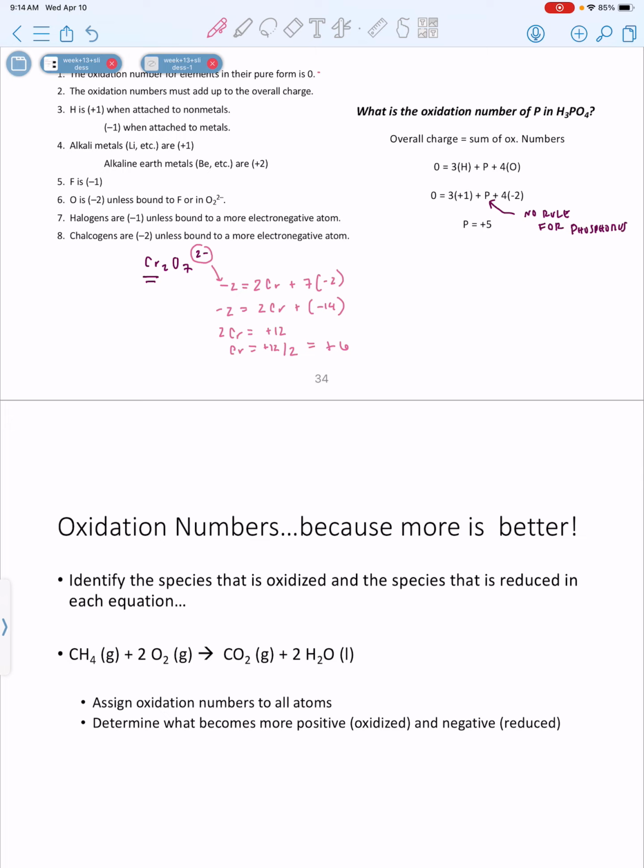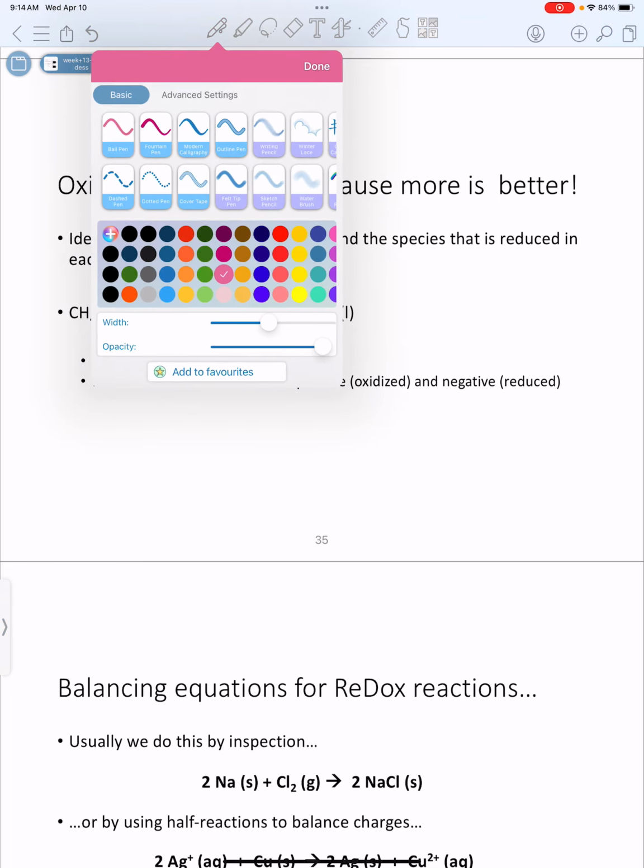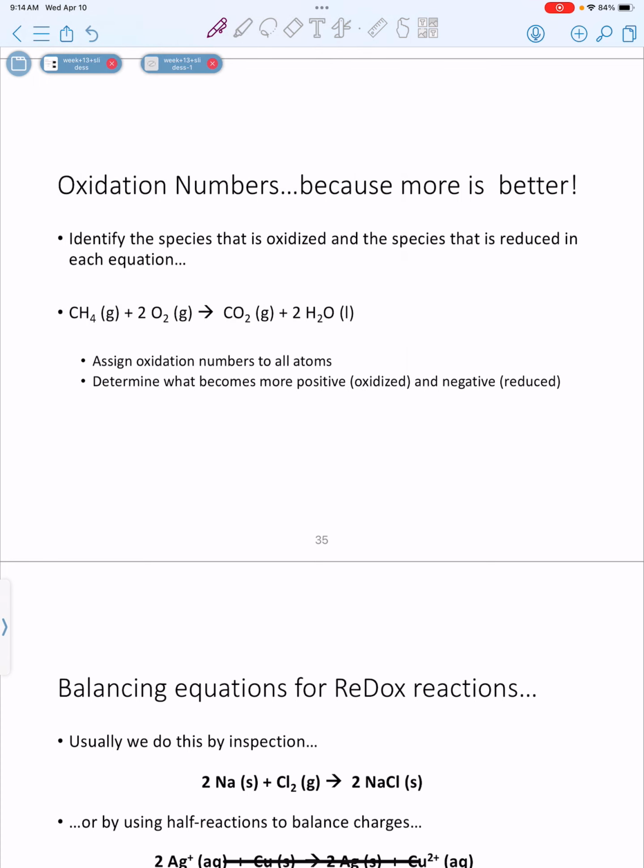All right. Okay, so with that in mind, we can look at an equation like this, where we take methane and we burn it, and we can determine what is being oxidized and what is being reduced, and we can determine what the oxidant is and what the reductant is.